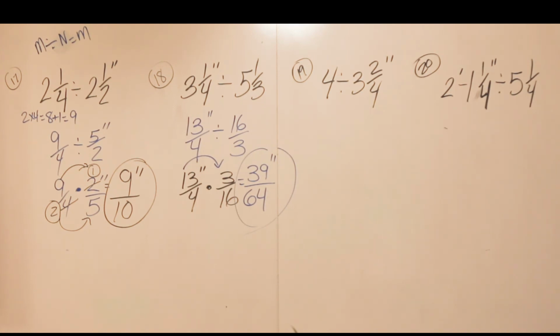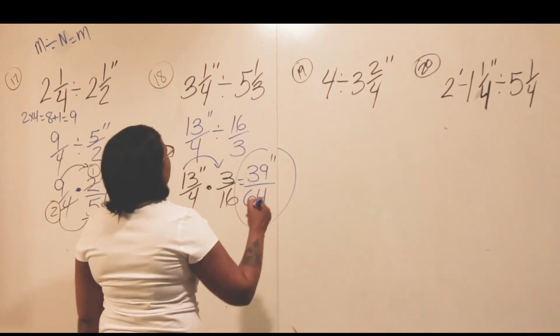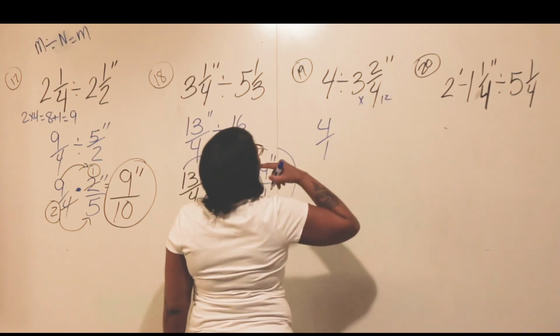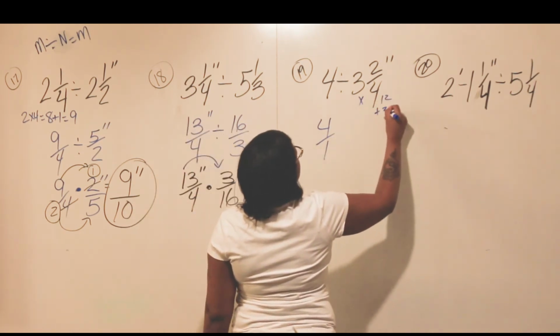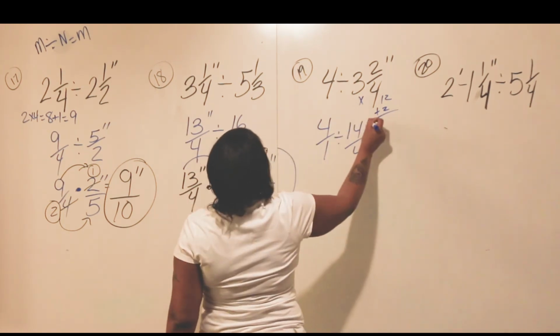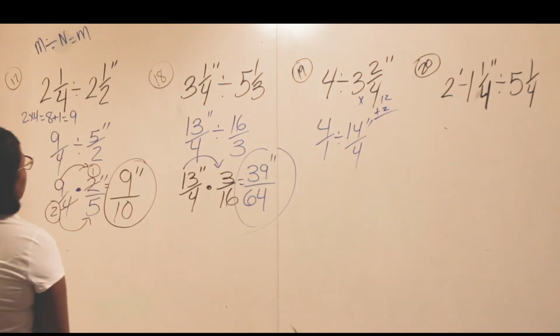4 divided by 3 and 2/4. What do I do? 3 times 4 is 12. But what do we do with that first number? Nothing. Put 4 over 1. Yep, whole numbers go over 1. 3 times 4 is 12, plus 2 is 14. Over 4. Inch marks. Now what?